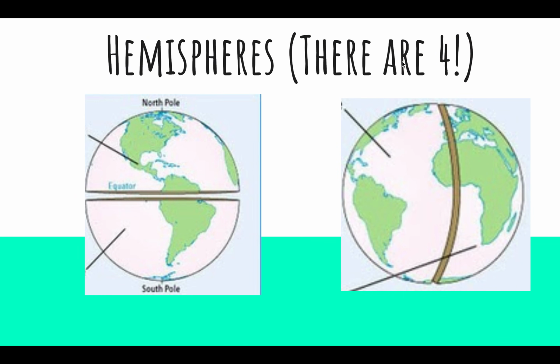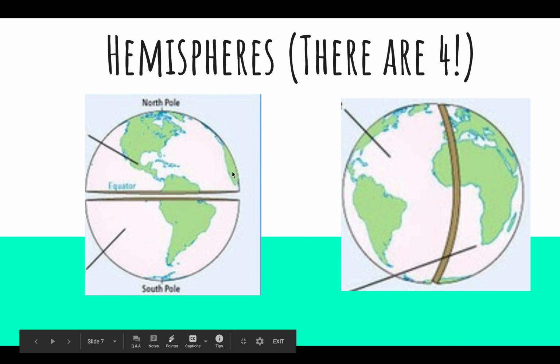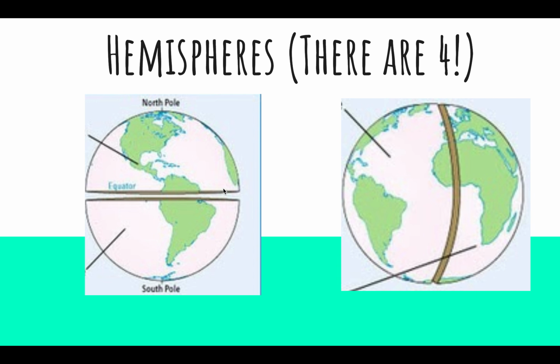Hemispheres. There are 4 hemispheres. Now, what is a hemisphere? A hemisphere is simply a way that we as people divide the earth to help us understand it more, to help us describe the earth more. We have 4 hemispheres. Can you guess what these 2 hemispheres and these 2 hemispheres are called? Pause the video and take a guess.